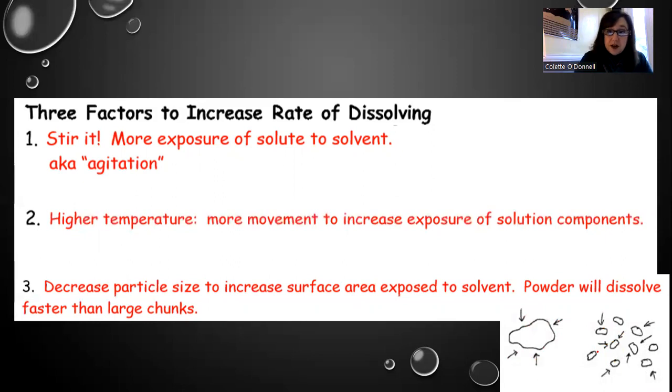So if you want a good picture in your mind, this would be an example of dissolving a sugar cube versus dissolving some granular sugar. That granular sugar is going to dissolve more quickly.